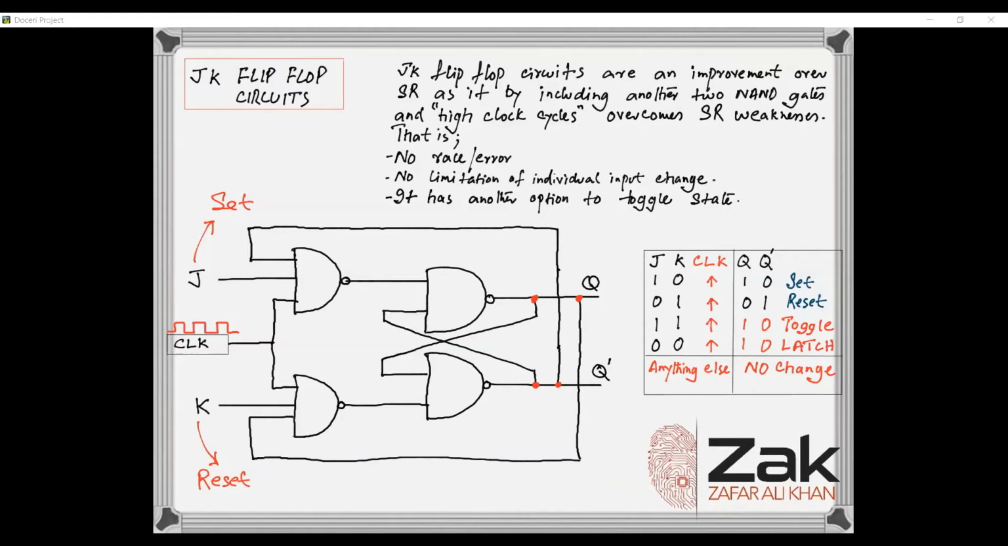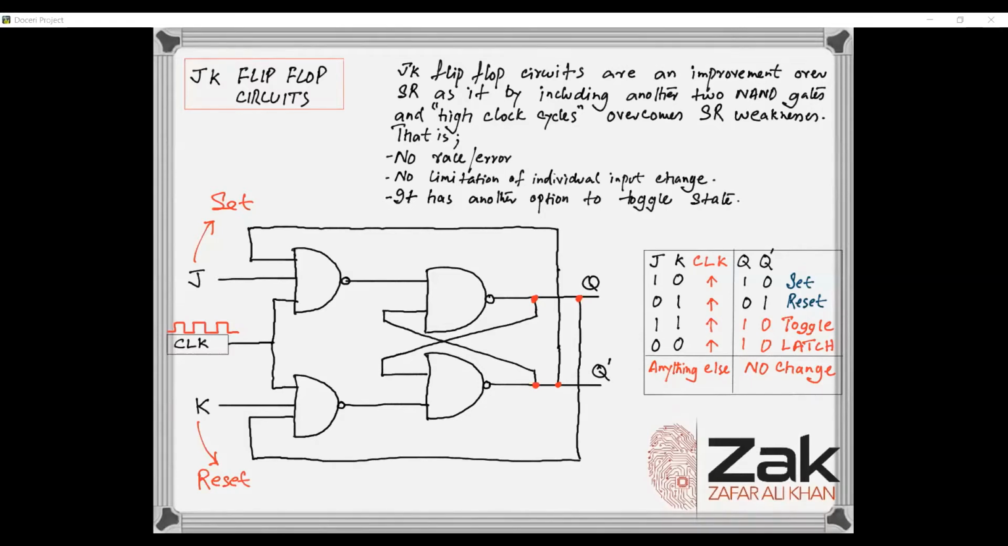So these two weaknesses or lacking of SR flip-flops are now lifted, now finished by the inclusion of these two additional NAND gates over here. So what actually happened is that this would have no error, and no limitation of having one input at a time. You can change both inputs, and this would have another new state in it, and that is called toggle. In SR, what you had to do is set, then retain, then reset, then retain. You cannot go from set to reset because you would have to change both bits. In this case, that is possible.